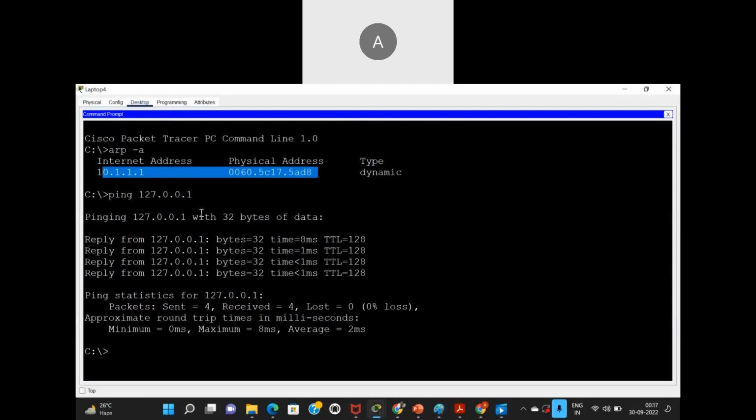Let's say I walk into the room and I say my name is Aman, or my MAC address is 0060 5C1758D8. This is my MAC address. Does anybody know my IP address? You can reply to that answer, can't you? Yeah, you use the gratuitous ARP.